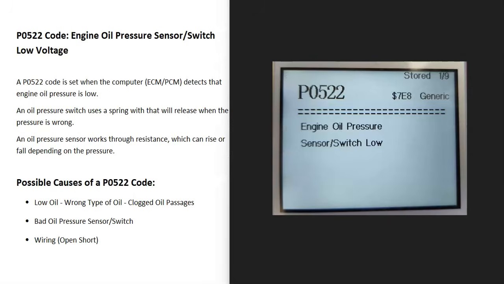So today I'm talking about a P0522 code, what it is and how you go about fixing it. And so what is a P0522 code? Well, it's an engine oil pressure sensor switch low voltage. And what does this mean?